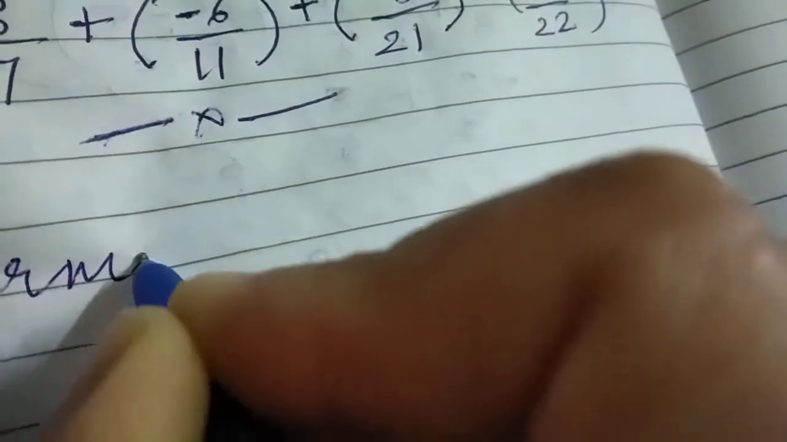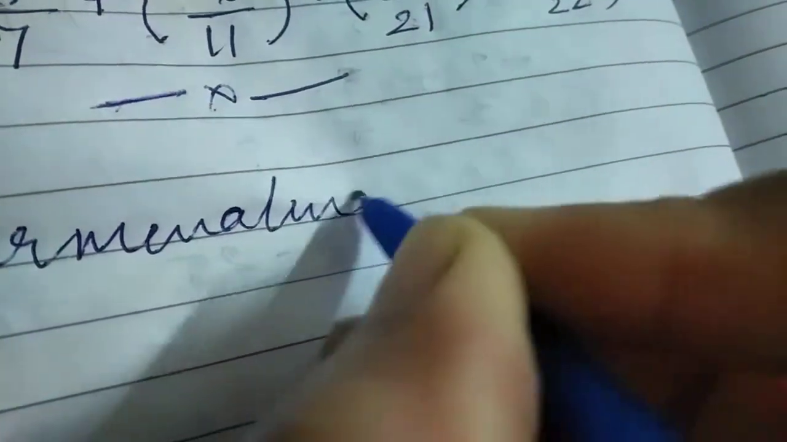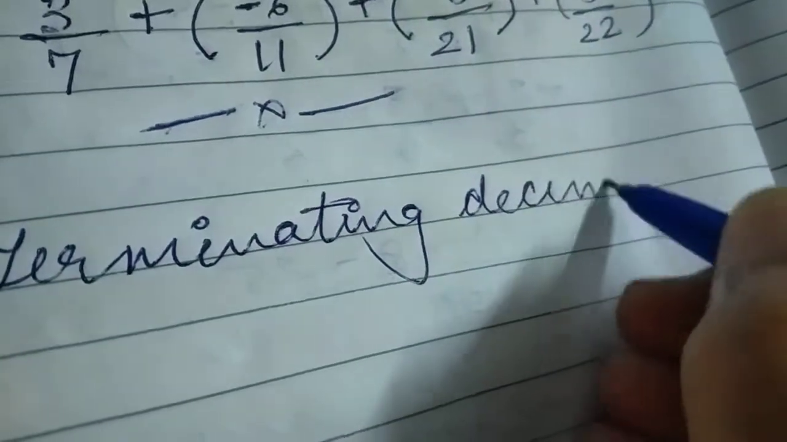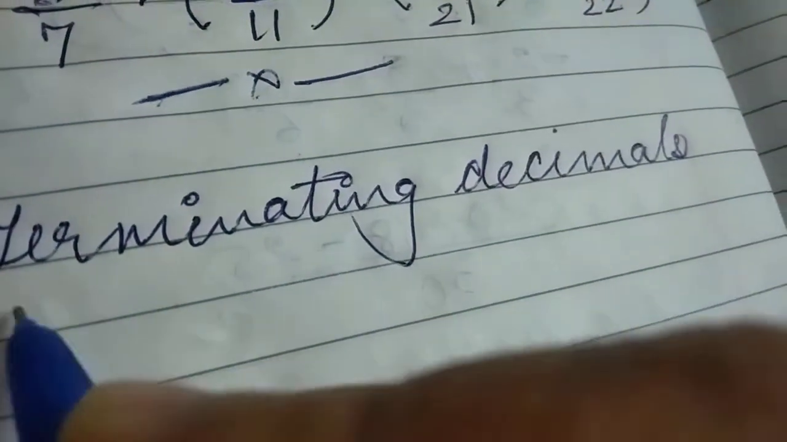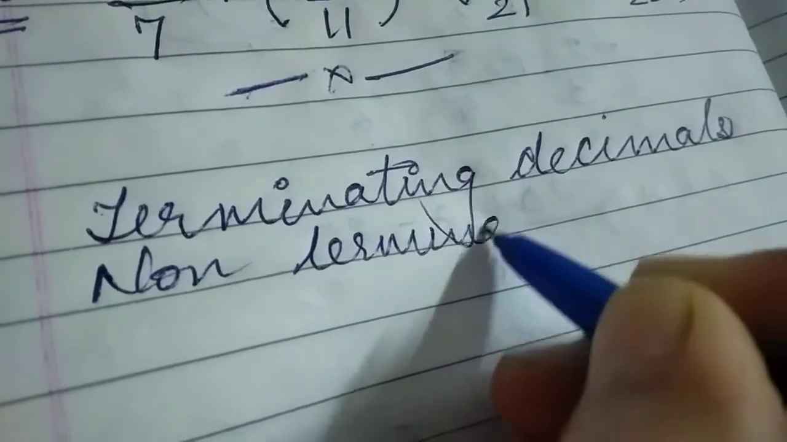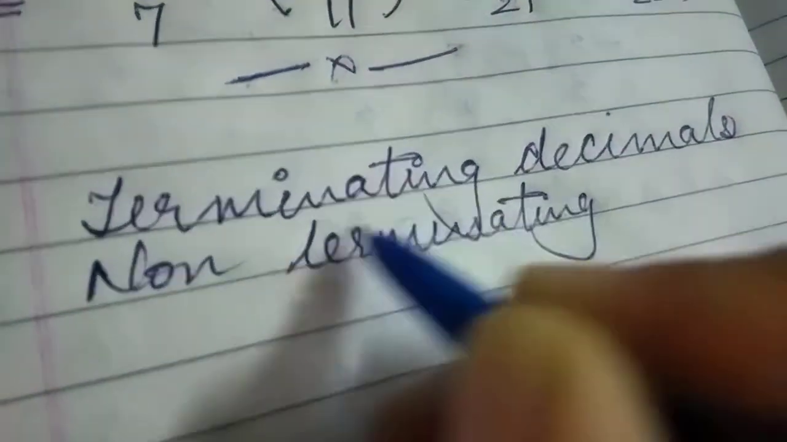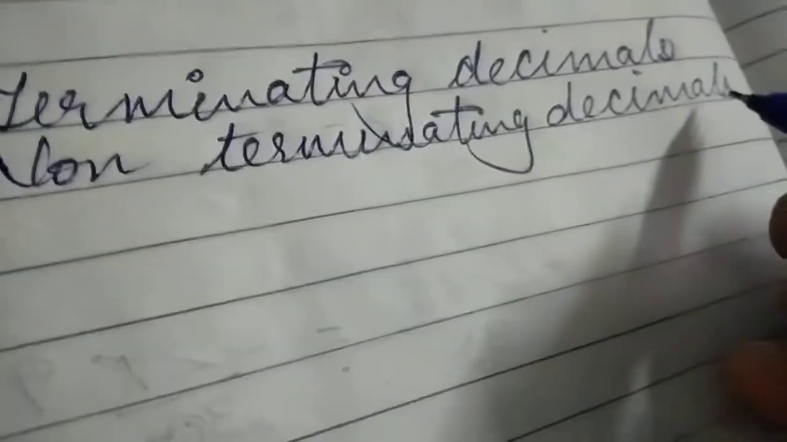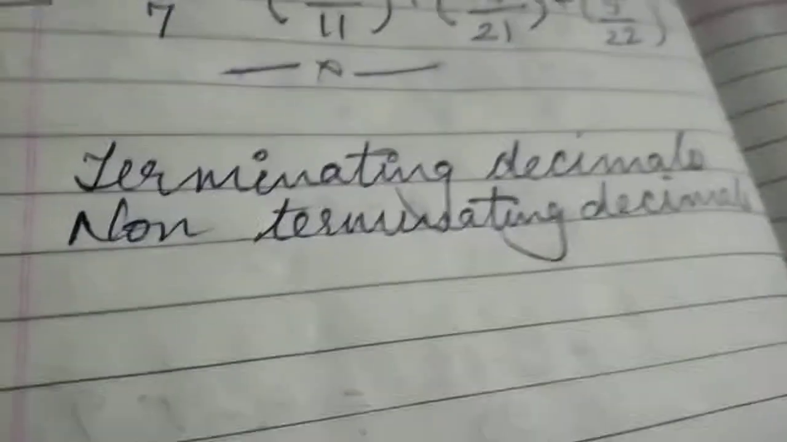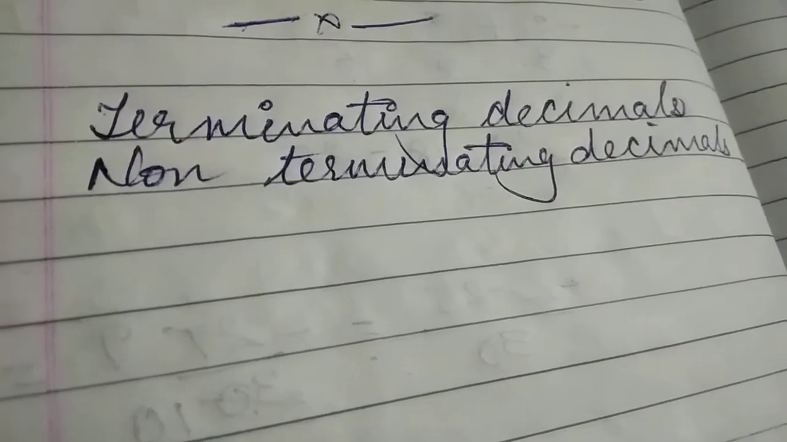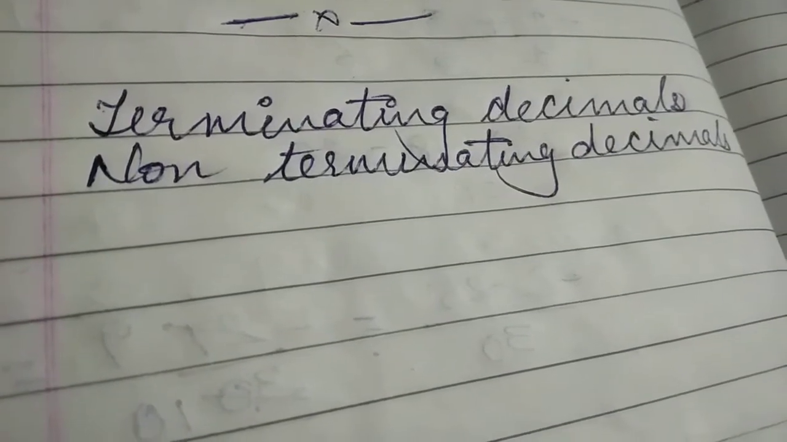Now we are going to see about terminating decimals and non-terminating decimals. Okay. Terminating decimals means which finish at one point, and non-terminating means which do not finish at any point.